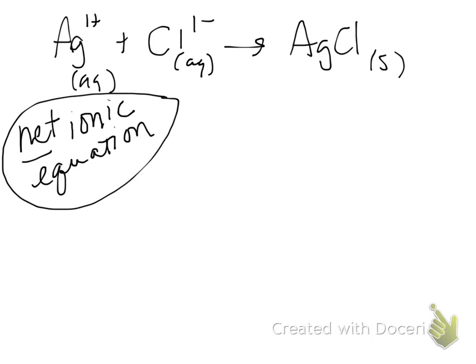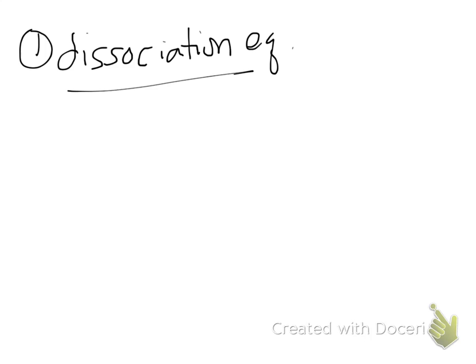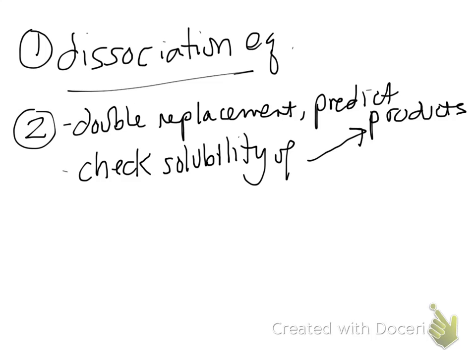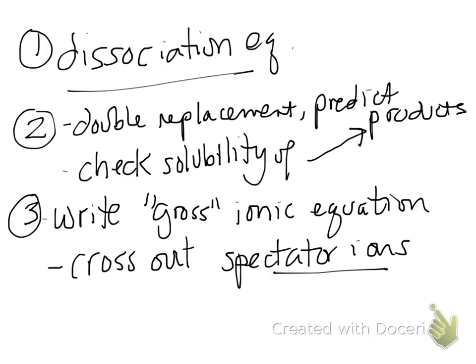Let's review the 4 steps in order. Step 1, dissociation equation. Step 2, make your double replacement reaction. Predict the products that could potentially occur. And there's another piece to step 2. What is it? Check solubility. So you have to check the solubility of your product. 3rd step is what? We cross out the spectator ions, and that leaves us ready to do step 4.